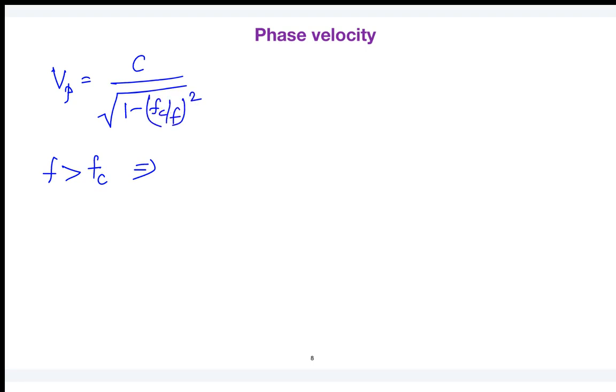When the frequency is greater than the cutoff frequency, what is your phase velocity going to become? So if f is greater than fc, in the denominator, you are going to get lesser than 1. So if the denominator is lesser than 1, what happens? Your phase velocity will be more than the velocity of light. Is it clear? Do you have any questions here to ask?